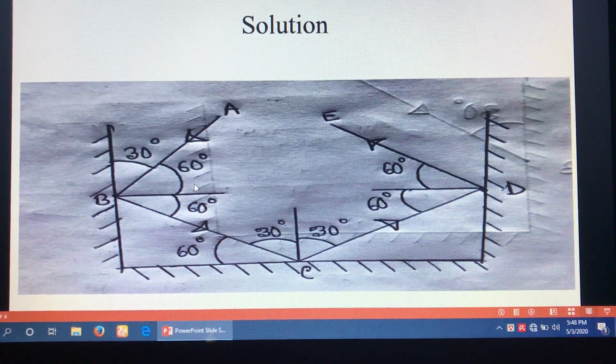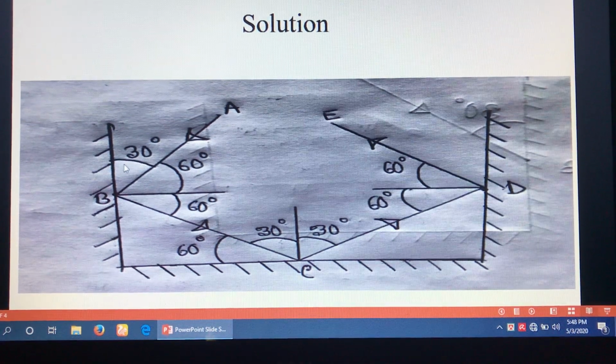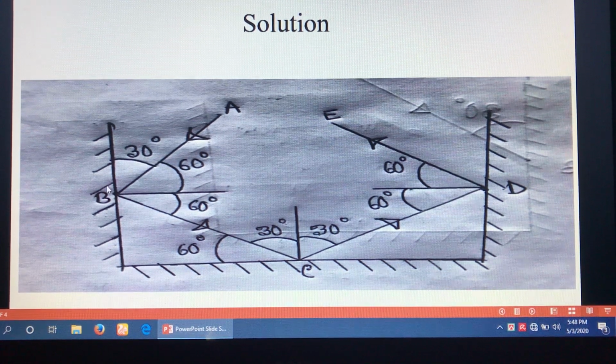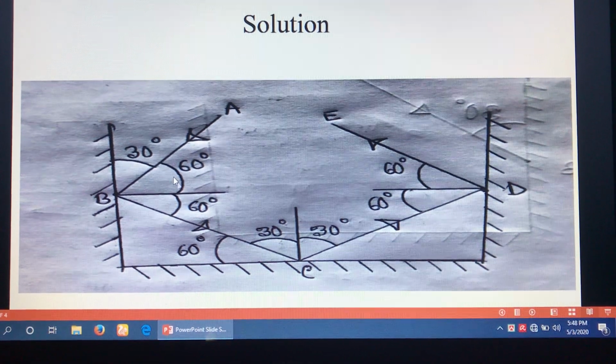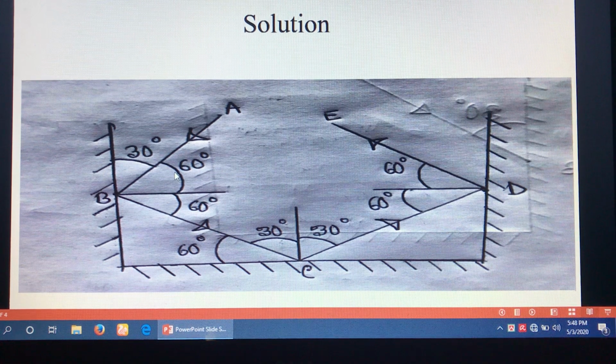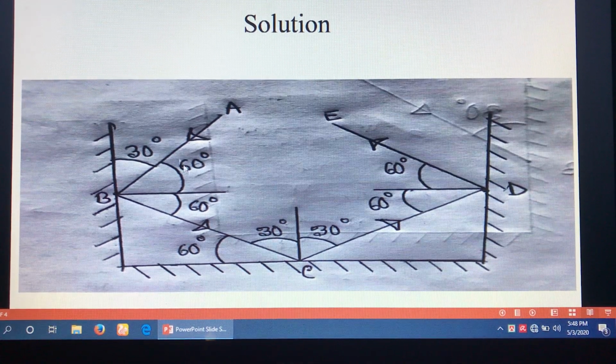Clear? At point B, at first, the angle between the mirror and the incident ray is 30 degrees. So we draw a normal at point B. What is the angle between the normal and the incident ray? It is 60 degrees. So at point B, the angle of incidence is 60 degrees. Now question D.